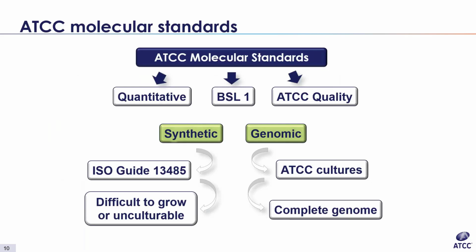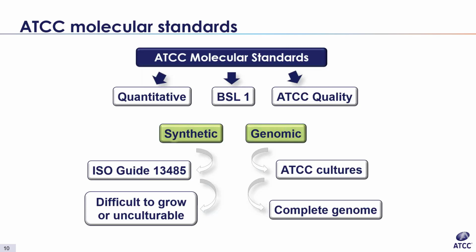Returning to the broader view of ATCC's molecular standards, these are DNA or RNA items that are quantified by ddPCR, are backed by ATCC's extensive quality control protocols, and with a few exceptions, are downgraded to BSL-1. They save your lab the time and trouble of culturing and extracting nucleic acids, and they help prevent failed assay transfers. We have 2 basic flavors: synthetic standards, which are de novo constructs of DNA or RNA, and genomic standards, which are extracted from genuine ATCC cultures.